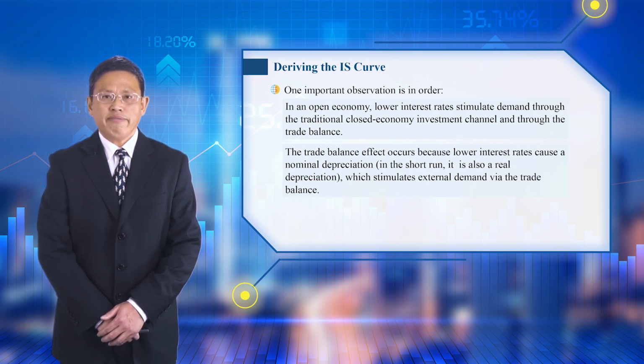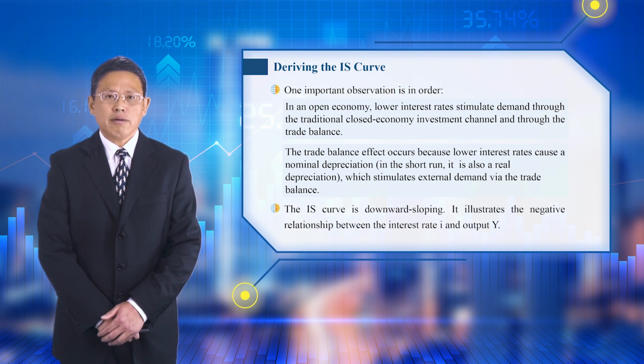The trade balance effect occurs because a lower interest rate causes a nominal depreciation. In the short run, it is also a real depreciation, which stimulates external demand via the trade balance. The IS curve is downward sloping. It illustrates the inverse relationship between the interest rate I and output Y.